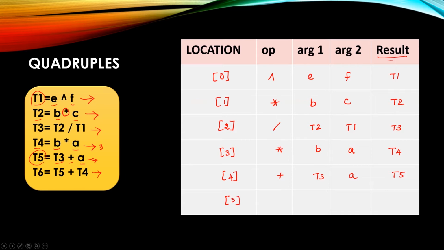Then the last statement is stored in the location 5. For the last statement, what is the operator? Plus is the operator. What is the first operand? T5 is the first operand. What is the second operand? T4 is the second operand. Where the result will be stored? It is stored in T6. So this is how a quadruple representation of a 3 address code will be. You have to split the 3 address code by means of some operator, argument 1, argument 2 and result field.